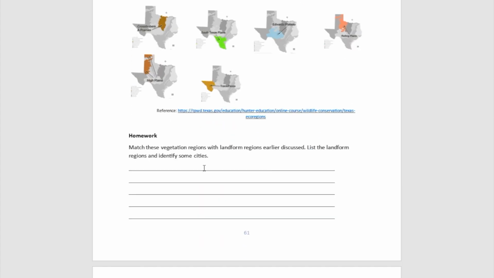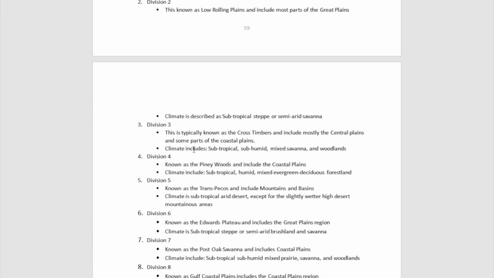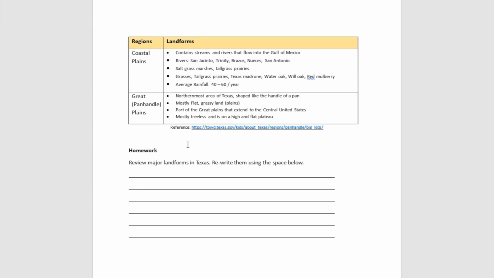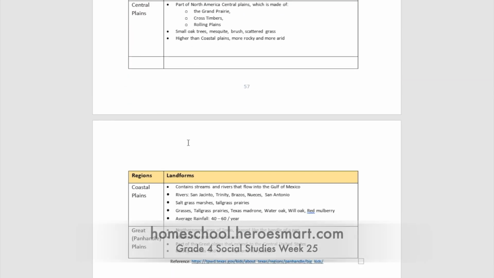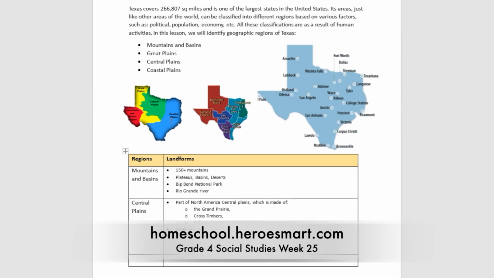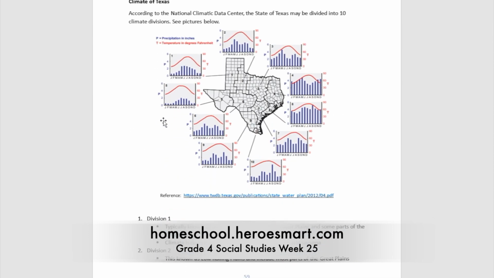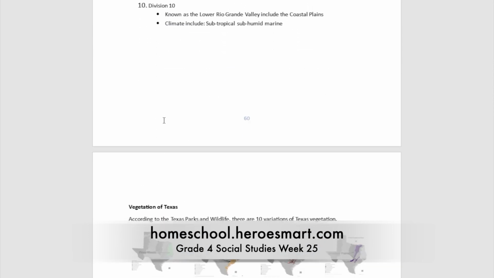Alright, but I got a homework for you. So match these vegetation regions with landform regions earlier talked about. So you're going to look at the map over here, then you're going to scroll to the landform regions that we talked about last week and try to map the vegetations with these landform regions. Alright, so that's going to be a fun exercise for you. Try to see if you can do that.